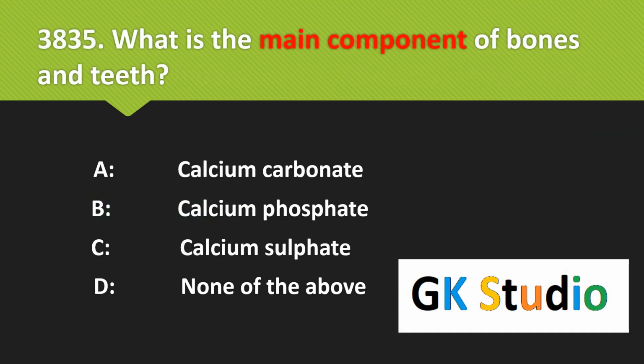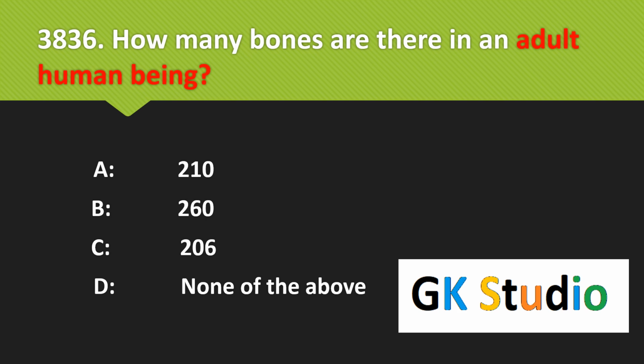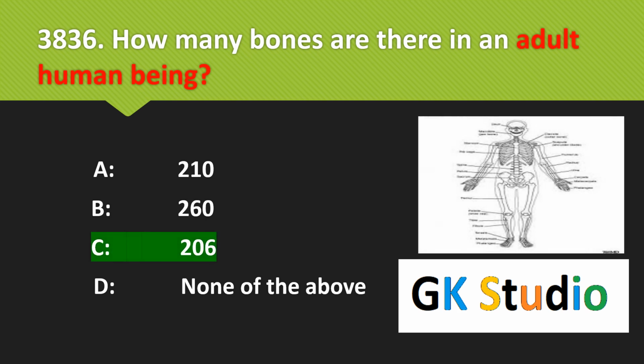What is the main component of bones and teeth? Calcium phosphate. Calcium phosphate is the main component of teeth and bones. How many bones are there in an adult human being? Very important question. 206 bones in an adult human body.